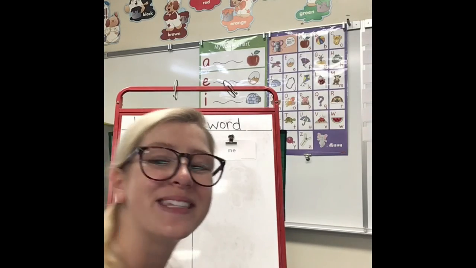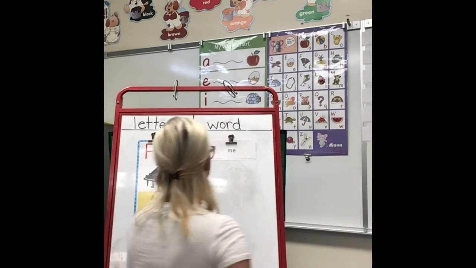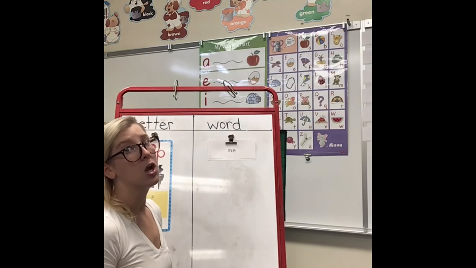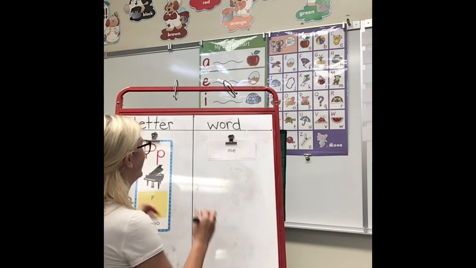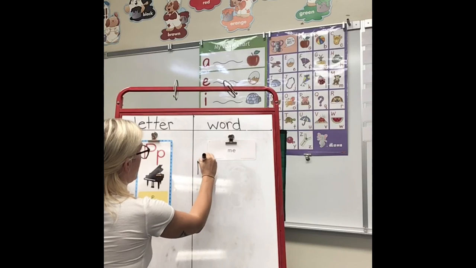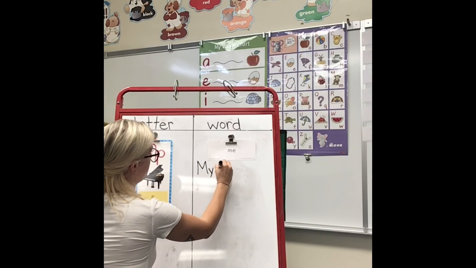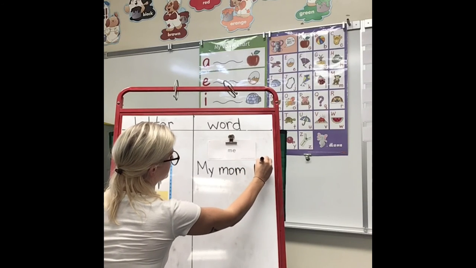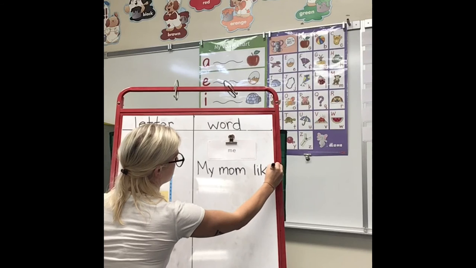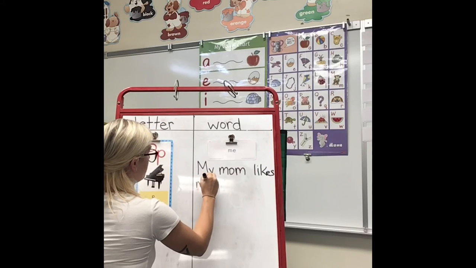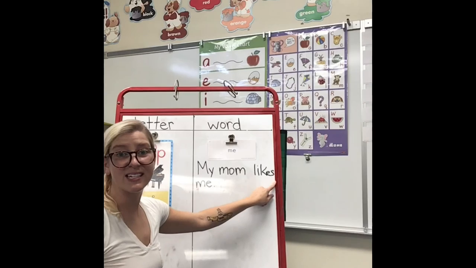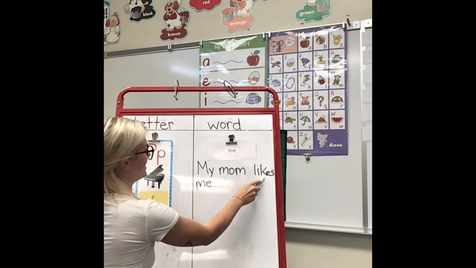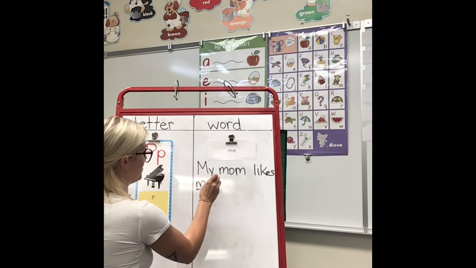Let's write and read some sentences that have the word me in them. I'll start my sentence with an uppercase letter because all sentences start with an uppercase letter. My mom likes me. I ran out of room for my sentence at the top, so I came down here for more space. My mom likes me. And I ended with a period.